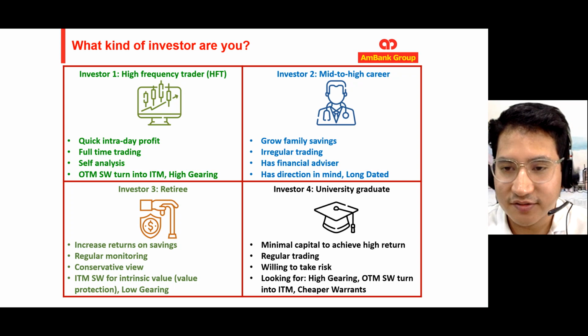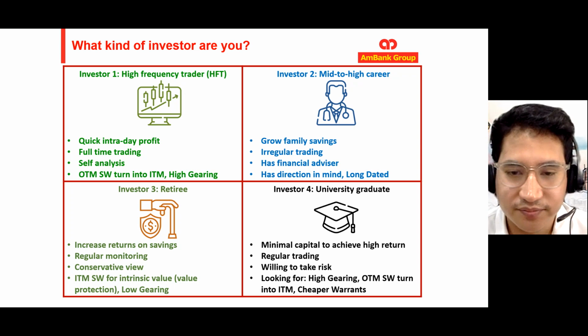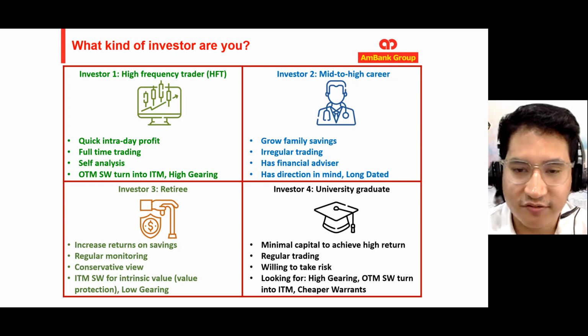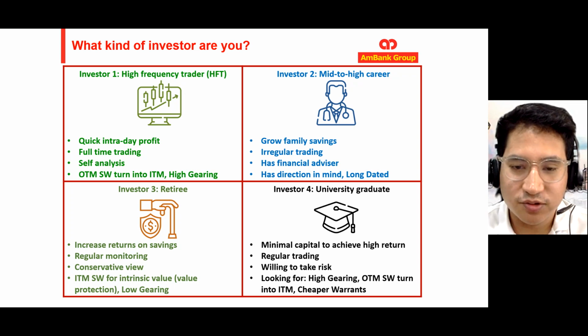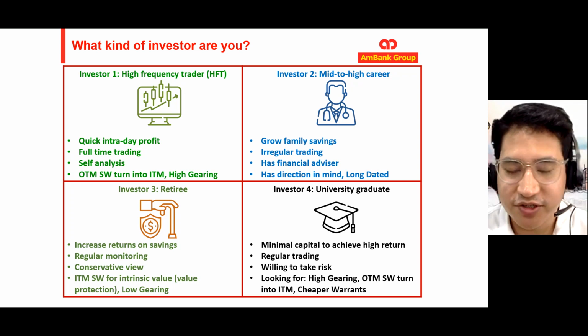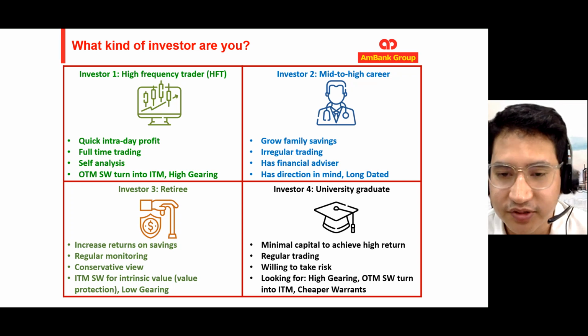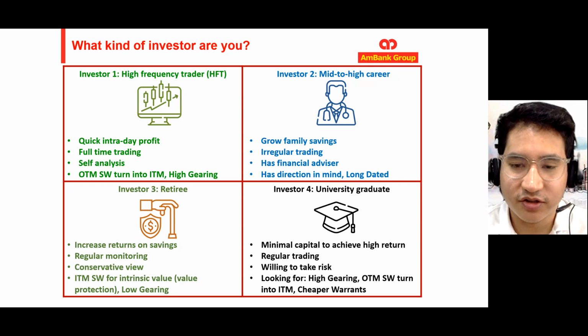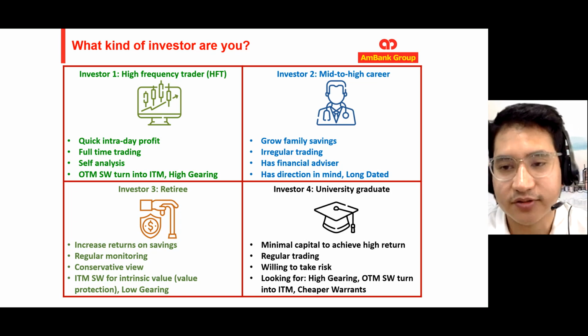And for example, if you're a retiree and you're more into value protection, and because you have quite a bit of time, you can regularly monitor but not continuously. So the structured warrants that these kind of people want to trade in are more towards in the money. So like I said, ones that have higher intrinsic value, which gives you more value protection, and lower gearing, meaning not as sensitive to the underlying share price movement.